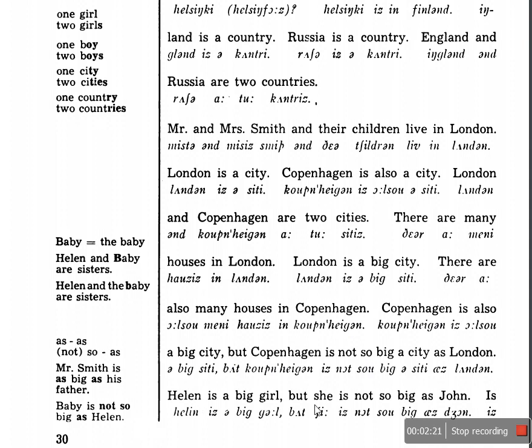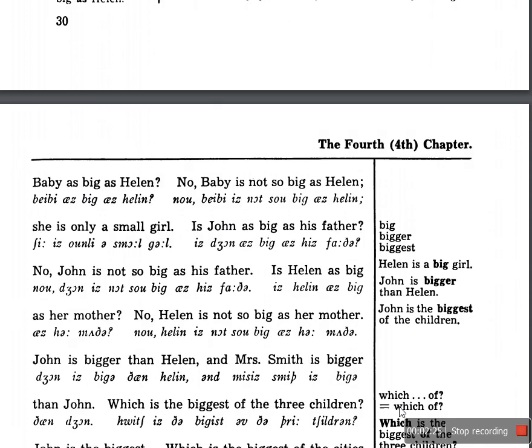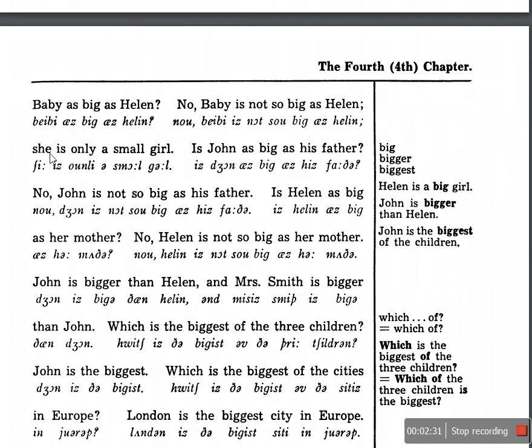Helen is a big girl, but she is not so big as John. Is baby as big as Helen? No, baby is not as big as Helen. She is only a small girl. Is John as big as his father? No, John is not so big as his father. Is Helen as big as her mother? No, Helen is not so big as her mother.